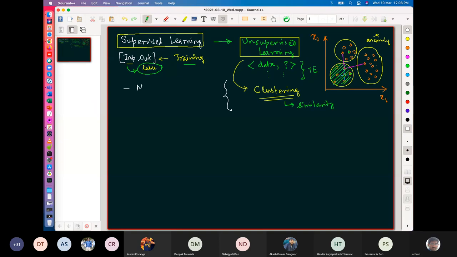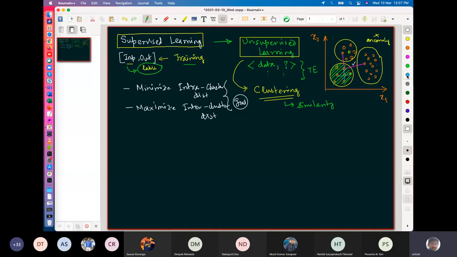One, we need to minimize intra-cluster distances, that is the distances within the clusters, and we need to maximize inter-cluster distances. That means the distances between two clusters, we need to maximize as much as we can. So that is what our goal in clustering would be.